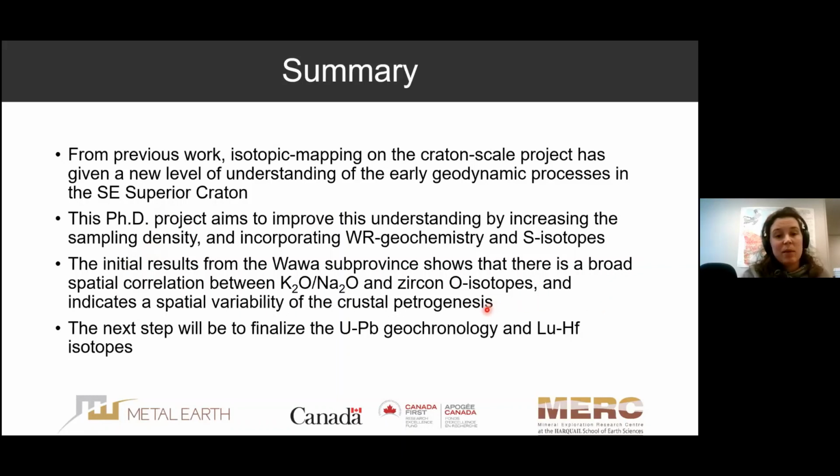So the next step for me will be to finalize this uranium-lead geochronology and the lutetium-hafnium isotopes and see what they tell me.